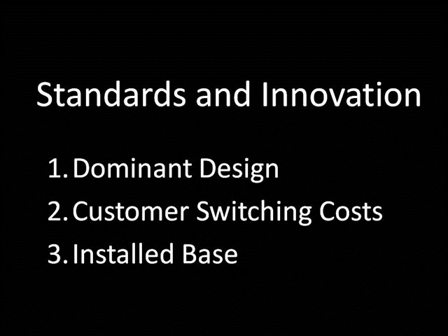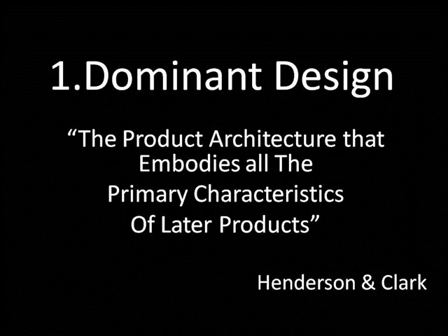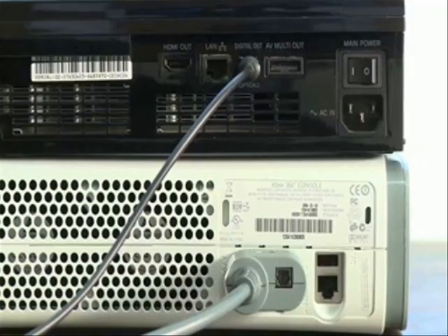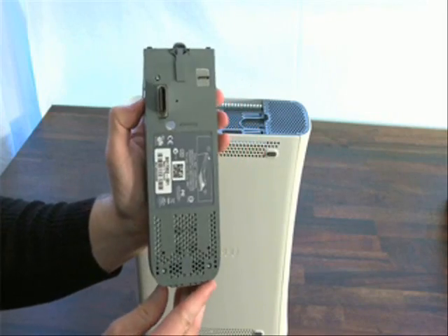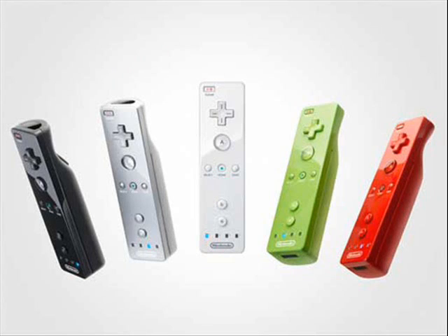When competing in a standard-based industry, there are 3 key issues which should be addressed: the role of dominant design, the role of switching cost, and the role of installed base. Let's now talk about the first point, dominant design. The 7th generation has established new standards in terms of storage media, resolution, and interface. These new standards will eventually reshape the video game console market.